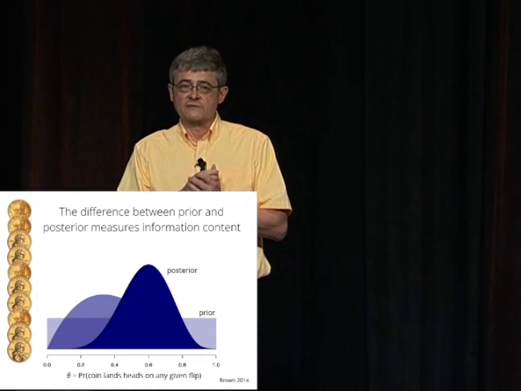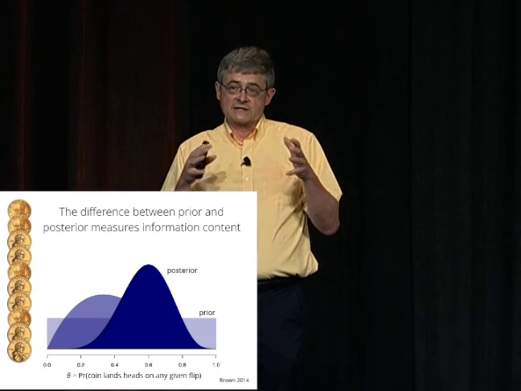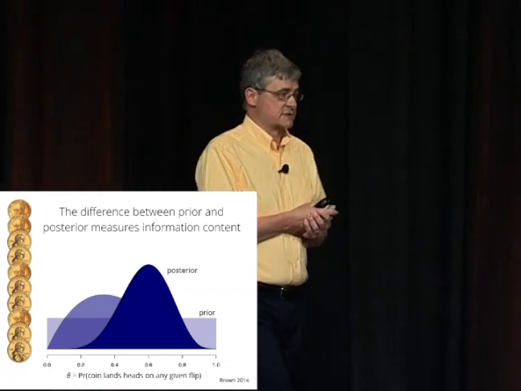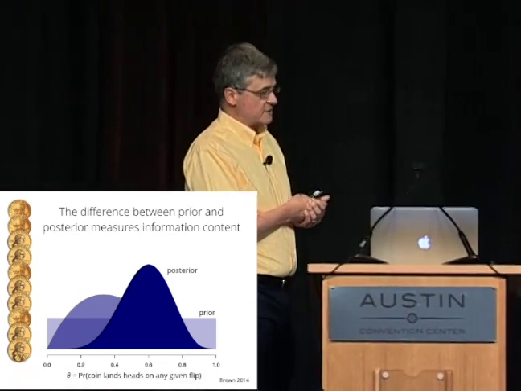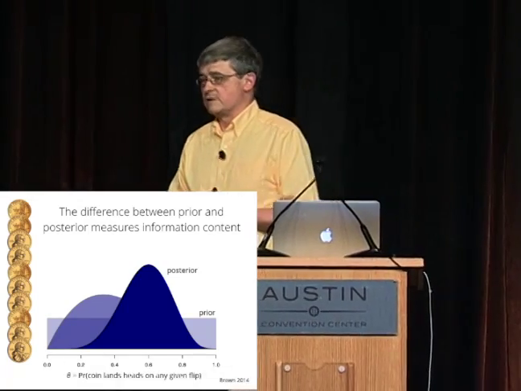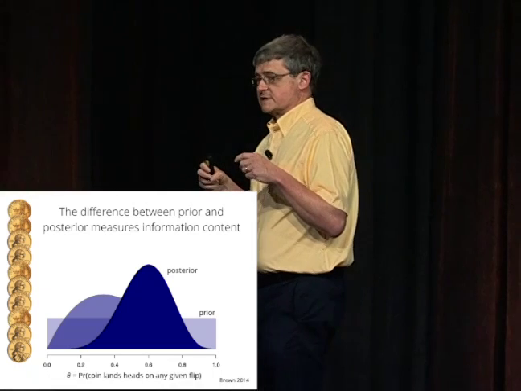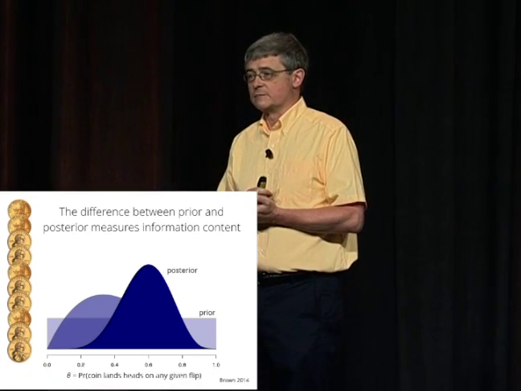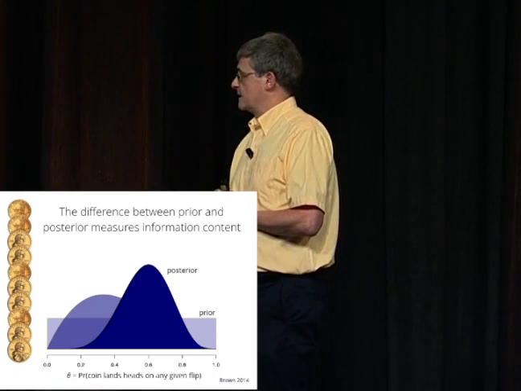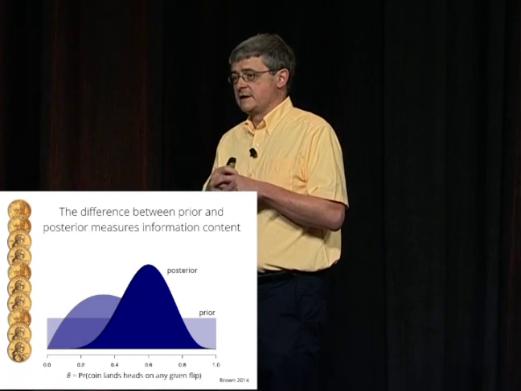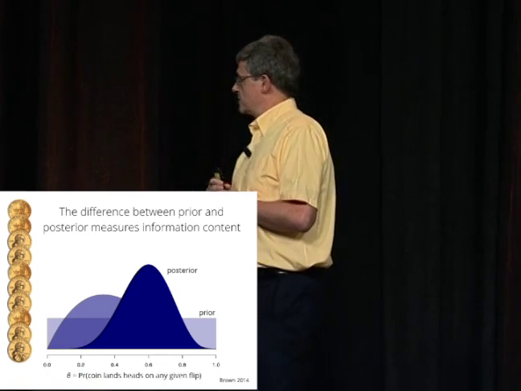So the key to measuring information in the Bayesian world is to capture the difference between the prior and the posterior distribution. I have this little note at the bottom there to point out that Jeremy Brown in 2014, in a paper in Systematic Biology, was, I think, the first person to start taking advantage of this approach in systematics. And so the stuff that I'm going to be talking about is sort of an elaboration on what he started in 2014.